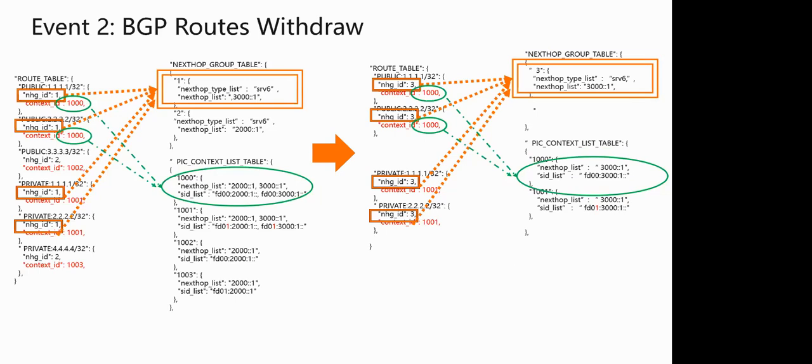On event 2, BGP peer 2000 colon 1 will go down, and BGP will withdraw the routes from Zebra. Then the routes will gradually switch to the new next hop group, which only has one member, 3000 colon 1. The pick context list table will also be refreshed, removing all the members corresponding to 2000 colon 1.